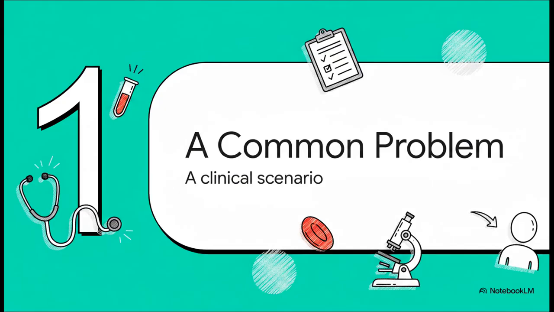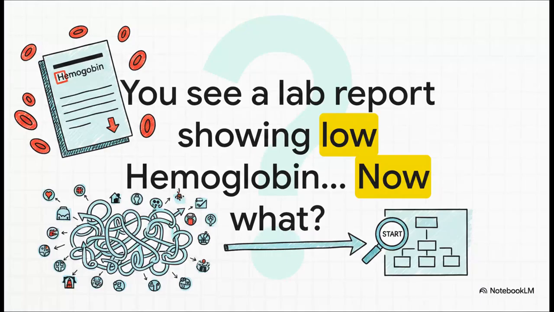So let's kick things off with a scenario that I guarantee every single one of us has faced, whether it's on the wards or in a practical exam. You get that complete blood count, your eyes go straight to the hemoglobin, and it's flagged as low. And for a second, you just freeze. Now what? Where do you even start? That first step you take is so important. It's what makes the difference between a sharp, focused workup and just getting lost.